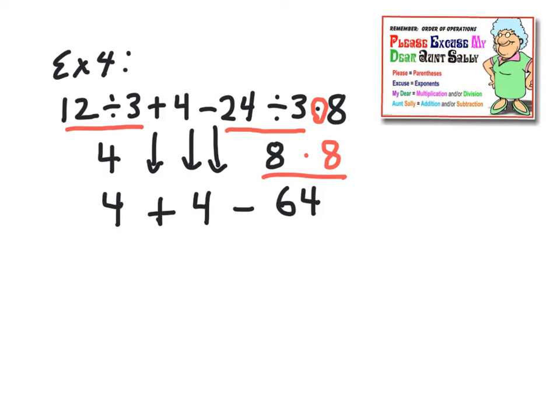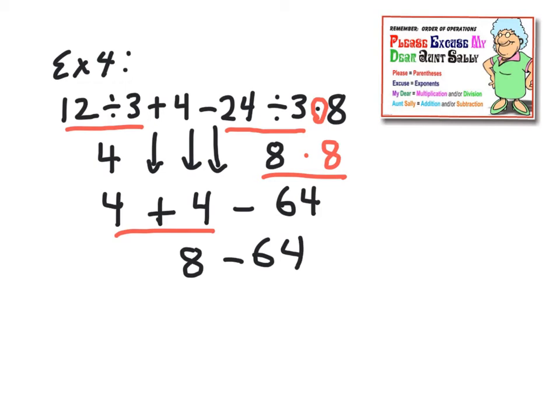Okay, so take careful note of that. We went left to right. We did division, then we did a division, and then we immediately did the multiplication, the 8 times 8. All right, now we're ready to reset. So left to right, we have this time addition first, 4 plus 4. And then we have subtraction. Ooh, 8 minus 64. Oh, okay.